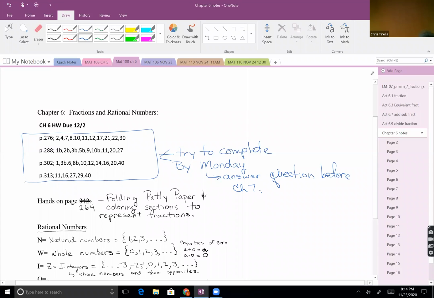In chapter 7, we're going to deal with our decimal numbers, and it'll actually lead us a little bit of an introduction to that next number set, which are the real numbers. So, any questions?